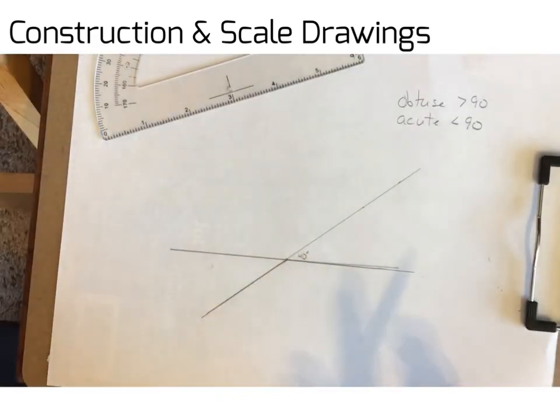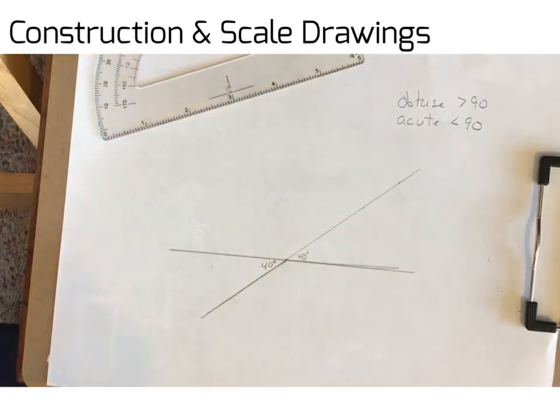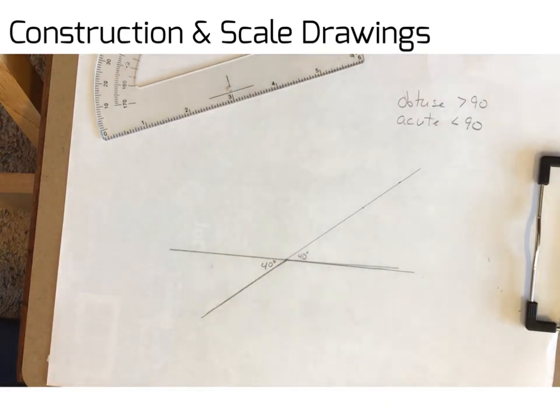So now I have another 40-degree angle right here. So the scenario was draw a pair of vertical angles that measure 40 degrees. So I have vertical angles, they're opposite of one another, and both of them are 40 degrees.